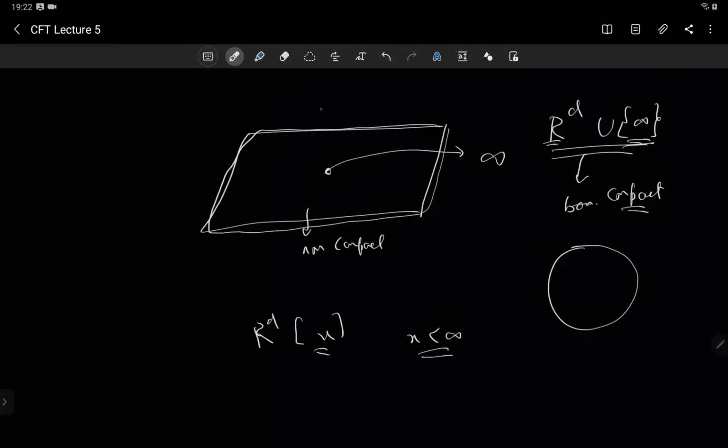The other way of saying it is that you can map this, once you include infinity, by a stereographic projection to the sphere like this. Okay, so topologically, it's a technical word, we say topologically this is the same as a sphere. Okay, so this Rd cross Rd with the points at infinity is what is called a Riemann sphere.